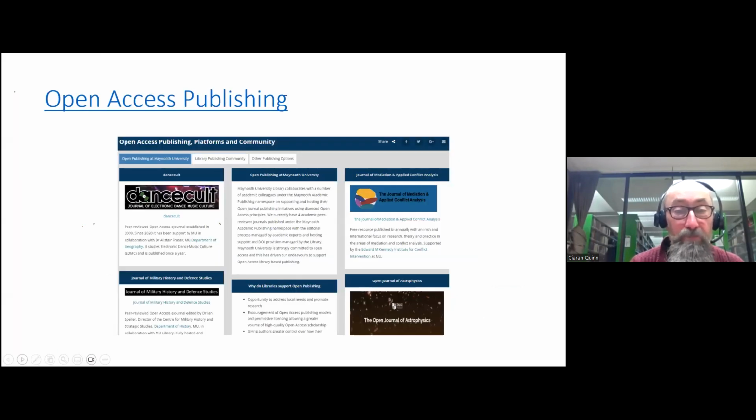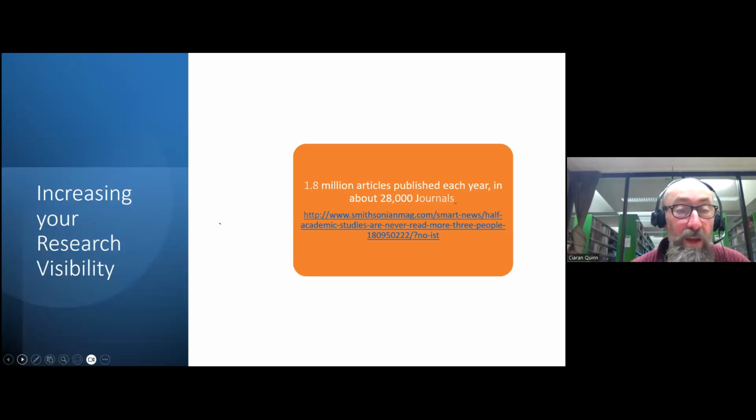Open access publishing. Again, another option for publishing. Start your own journal, which is quite healthy. At Maynooth, there's a few there at the moment. Journal of Mediation, Applied Complex Analysis, Journal of Military History and Defense Studies, Open Journal of Astrophysics. So again, that is a solution. If you feel that you need a platform for your type of research, for your study area, that could be a consideration, and the library can advise you on that, of setting up your own open access publication.